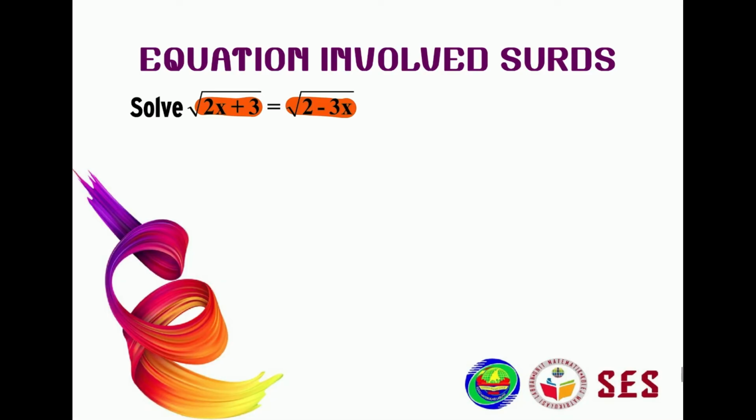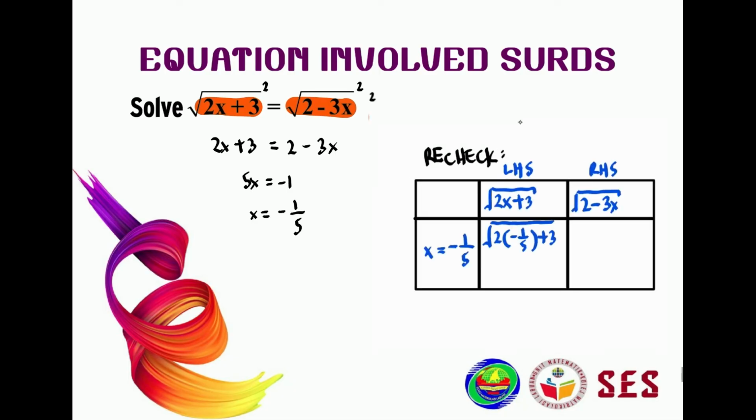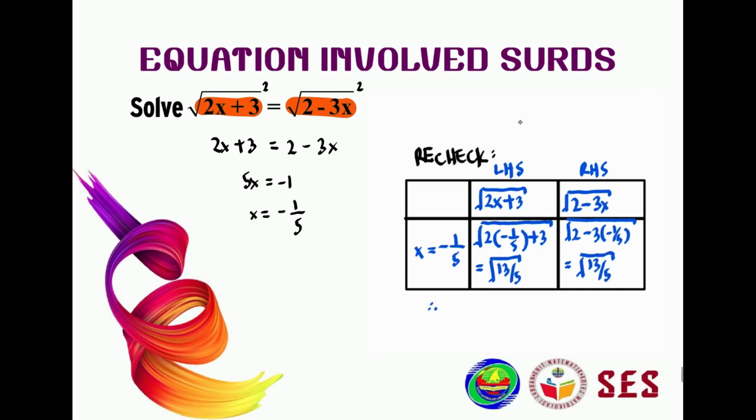To cancel off square root, we just need to square both sides. So square on the left and square on the right. Square root and square will cancel each other, so you are just left with 2x plus 3 equals 2 minus 3x. Now this becomes a very easy linear equation to solve. So 5x equals minus 1. And finally, x equals minus 1 over 5. Do recheck for this case. So our final answer should be, therefore, x is equal to minus 1 over 5.